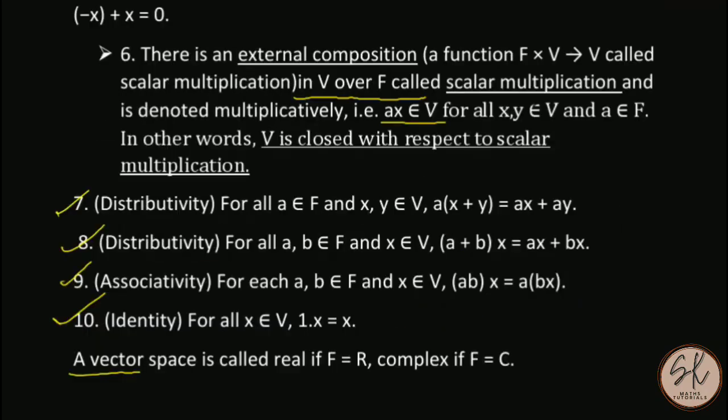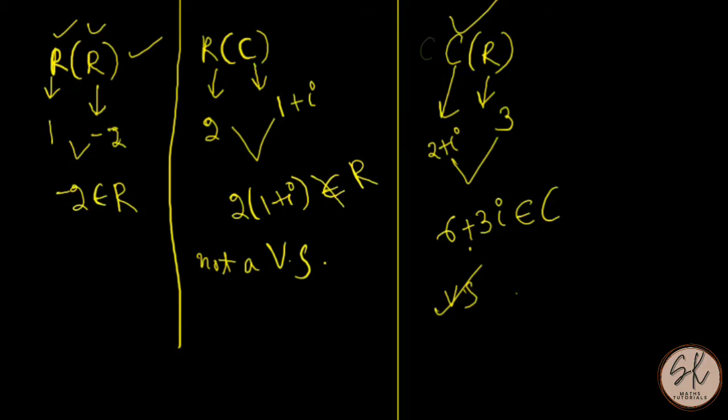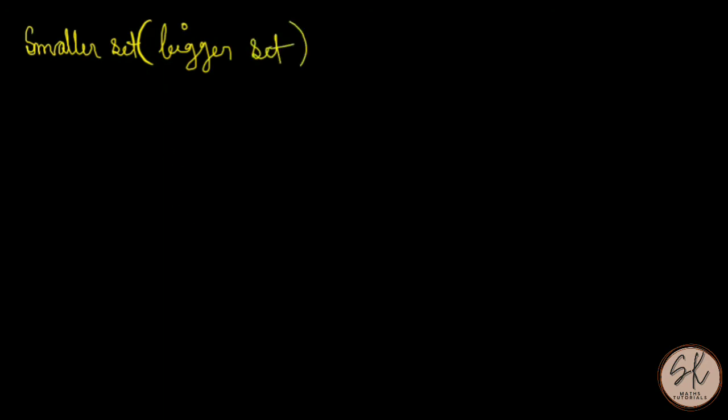Because according to the definition, ax should belong to V if x belongs to V and a belongs to F. So according to that definition, C over R is a vector space, R over C is not a vector space, and R over R is a vector space. So this means that any smaller set over the bigger one can never be a vector space.